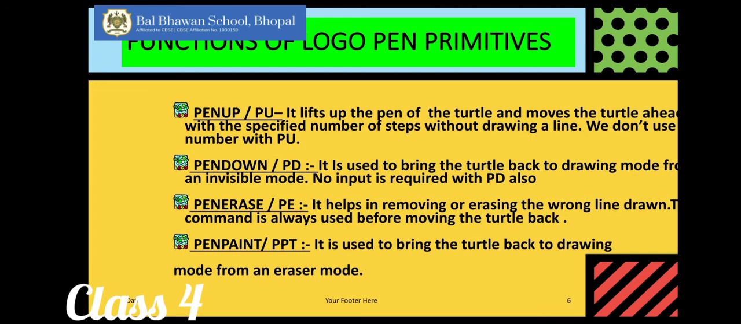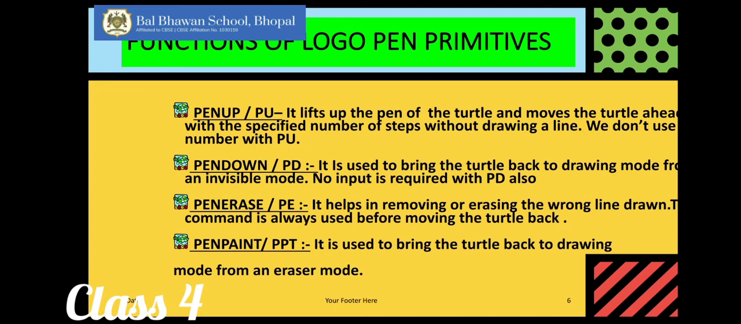Next is pen down or PD. This command is used to bring the turtle back to the drawing mode from an invisible mode. That means if you have sent the turtle into an invisible mode, then you have to bring it back to the drawing mode before drawing a line or a shape. Again, we do not need any input with PD.